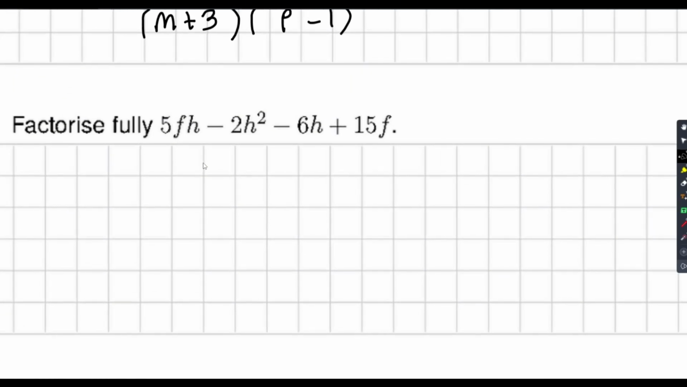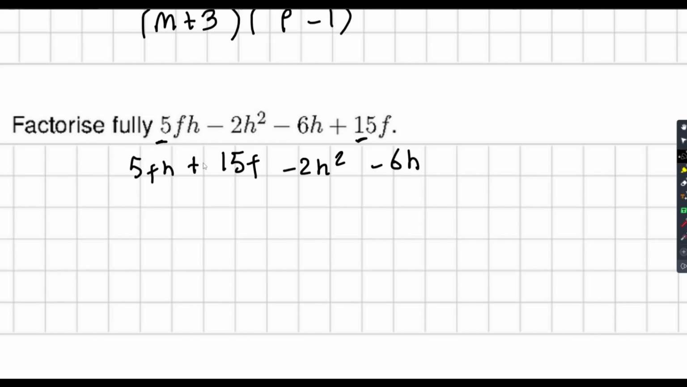So again, I'm looking at this and I'm seeing the 5 and the 15. I want to pair them together because with 5 and 2, we can't take out any number really, we can only take out a 1. So 2 and 6 might go better together. So we're looking at this 5fh and the 15f together. It's important that when we bring the 15f, it's the plus 15f, not the minus there. Then we're going to have a minus 2h squared and a minus 6h. So again, just reordering things to make it a bit nicer for ourselves.